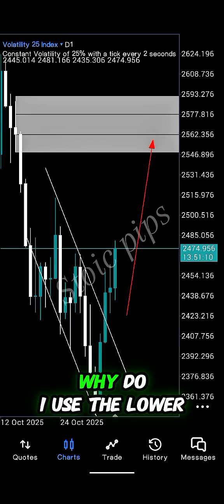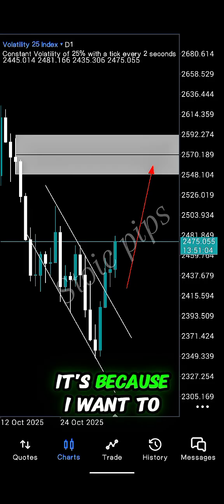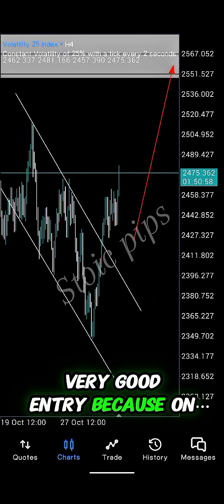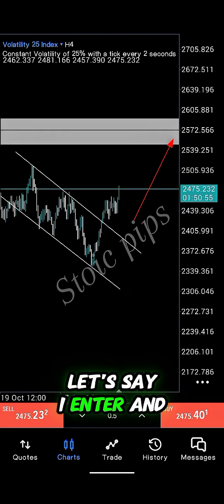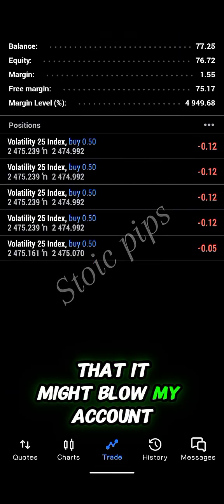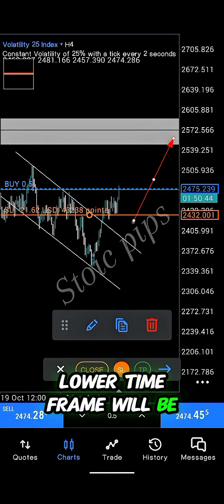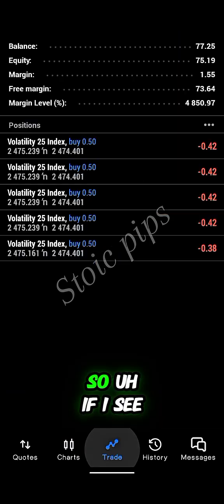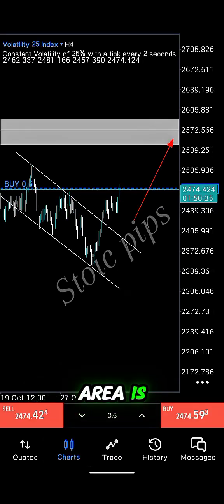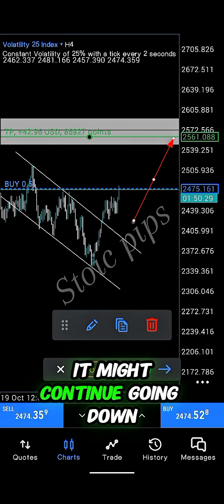So why do I use the lower time frame even if I'm analyzing on the daily or 4 hour? It's because I want to catch a sniper entry, or a very good entry. On the 4 hour chart, let's say I enter and then price goes for a pullback. That pullback will be massive, it might blow my account, but the pullback on a lower time frame will be manageable, right? So if I see a pullback on a lower time frame going up to where our SL area is, I just know that trade is not for me, and it might continue going down.